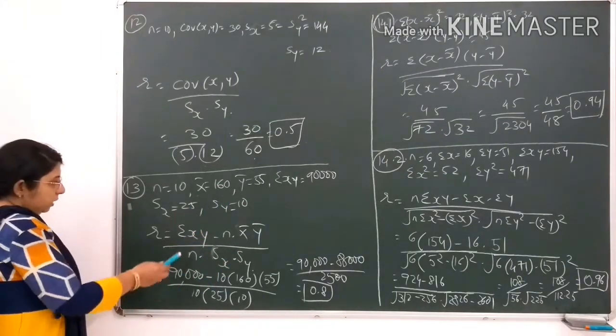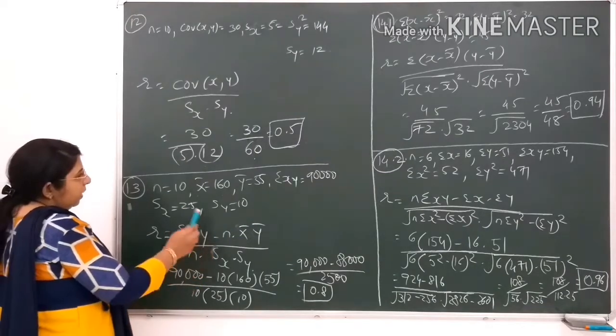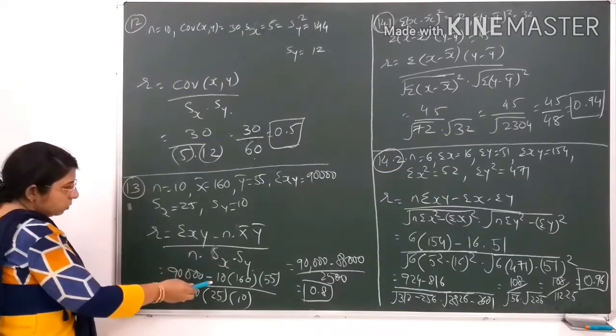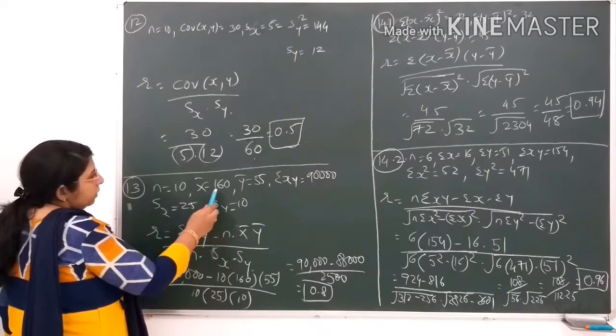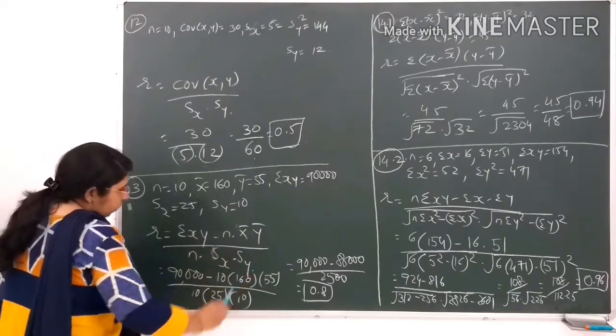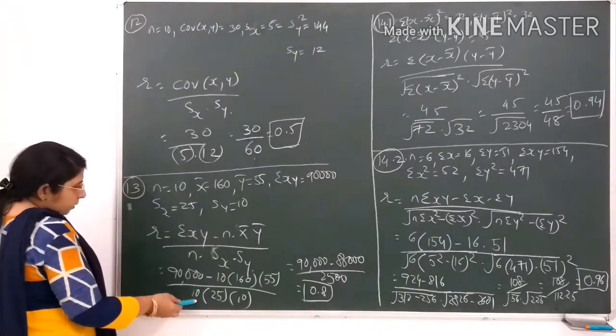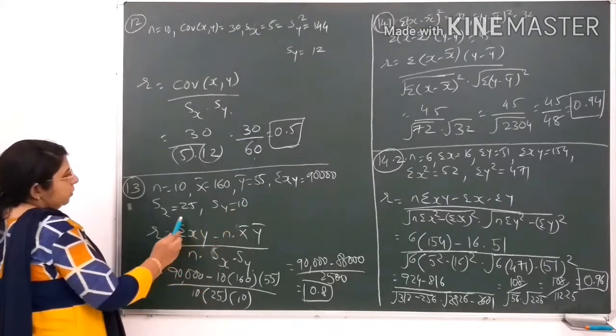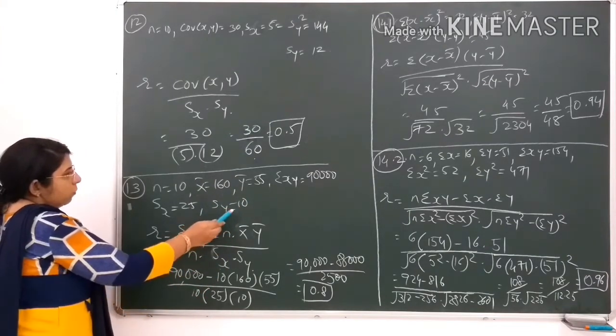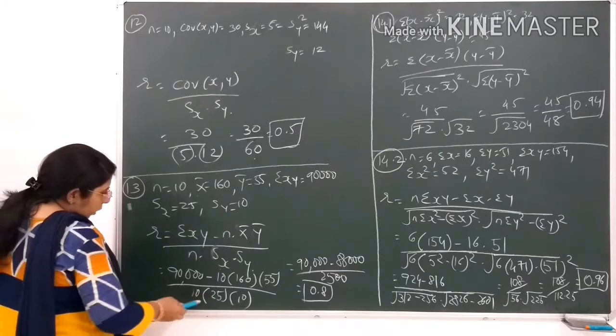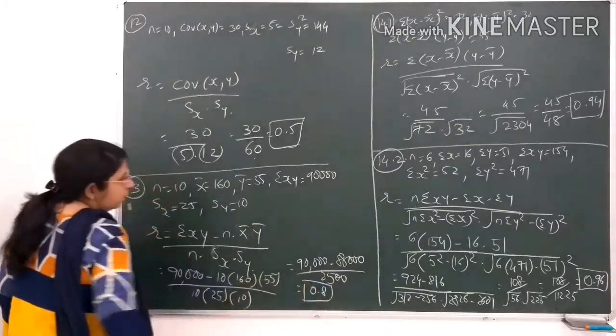So sigma xy, that is 90,000, minus n value, that is the number of observations, 10 students, so 10, into x bar, that is given to you, 160, and y bar, that is given to you, 55, upon n, that is 10, Sx, that is the standard deviation of x, given to you as 25, into the standard deviation of y, that is 10. So 25 into 10 into 10 will come to 2,500 in the denominator.